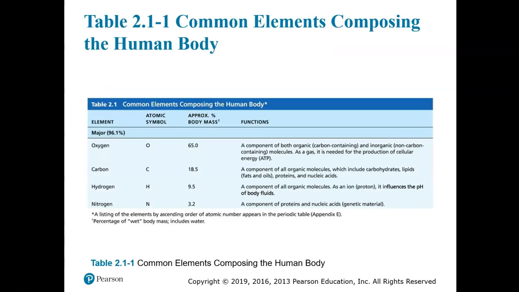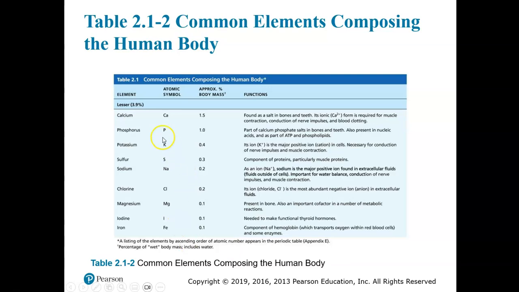Anyway, here are the symbols for the 4 elements that make up 96% of our body. They're O for oxygen, C for carbon, H for hydrogen, N for nitrogen. You can see the percentages listed here and some examples of where you would find those elements. These are the elements that make up about 4% of the human body, and they're calcium, Ca, phosphorus, P, potassium is K, sulfur is S, sodium is Na, chlorine is Cl, magnesium is Mg, iodine is I, and iron is Fe.